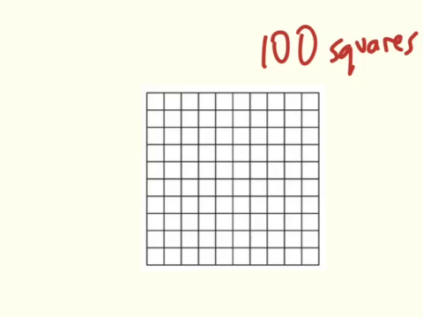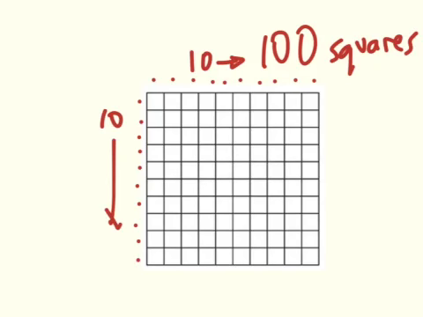Well, there are 1, 2, 3, 4, 5, 6, 7, 8, 9, 10 squares going this way, and 1, 2, 3, 4, 5, 6, 7, 8, 9, 10 squares going this way. So 10 times 10 is 100. And I know that there's 100 squares in this hundredths grid.